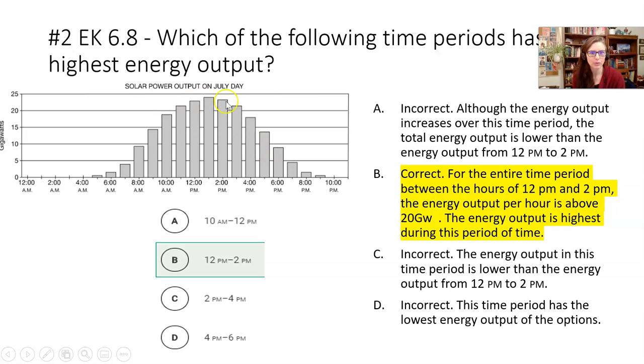Next question. Number 2, which of the following time periods has the highest energy output? Pretty much everybody got this right. We're looking for the peak in the graph. That's right here between noon and 2. So between noon and 2 p.m.